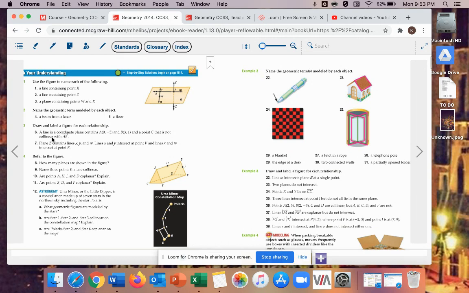Okay, so use the figure to name each of the following. Actually, what I'm going to do right now is stop talking for about 5 seconds, and I want you guys to pause the screen and try to go through 1 through 11.